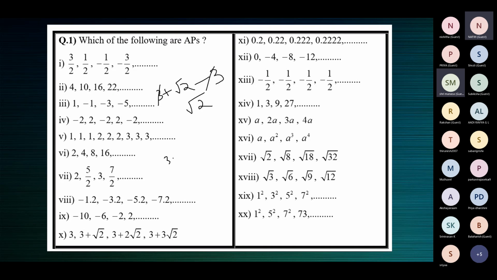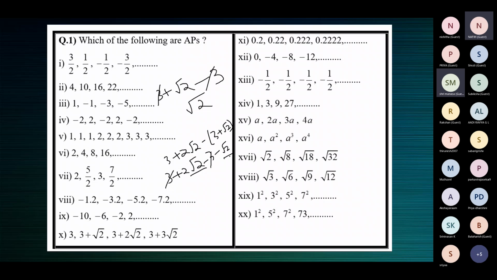Next, 3 plus 2 root 2 minus 3 plus root 2. So that is 3 plus 2 root 2 minus 3 minus root 2. You must write a term and its preceding term and put a minus sign in the middle. You are subtracting them. So 3 minus 3 will get cancelled. 2 root 2 minus root 2 is root 2.